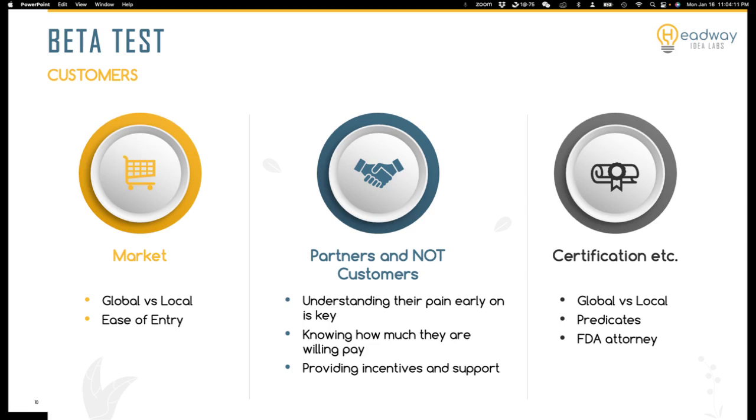And then partners, not customers. Understanding their pain early on is key, but treating your customers as partners and not as customers. For the 20-something years I was in sales, I treated my customers as partners, so they never felt I was selling to them. They always felt that I was helping them solve one of their problems. So, very important to have that mindset.